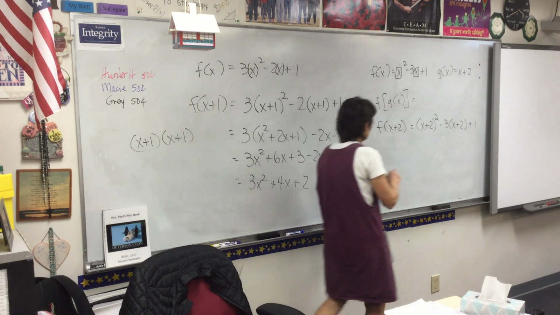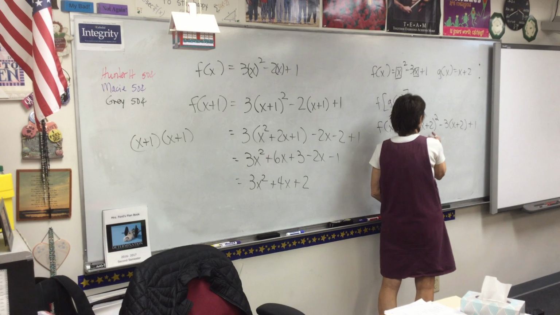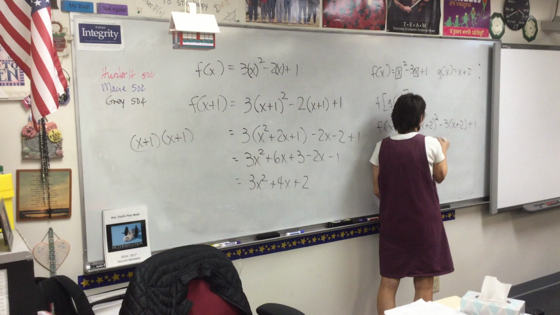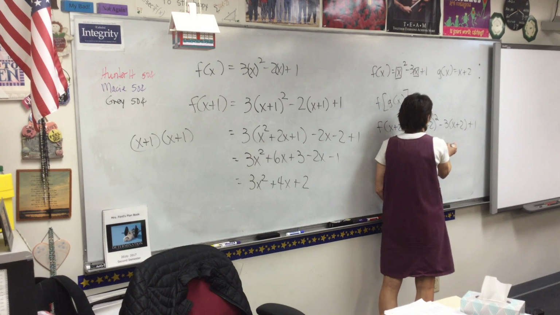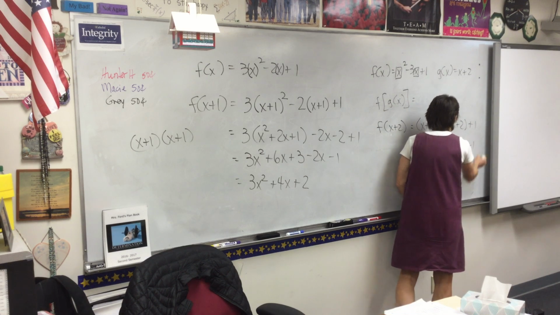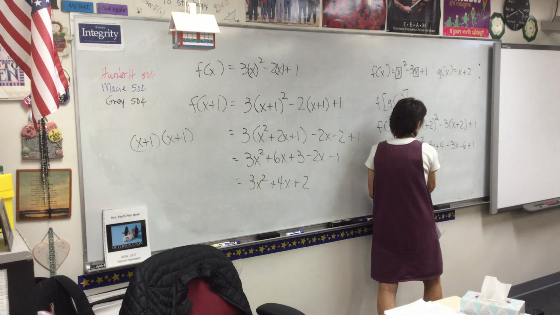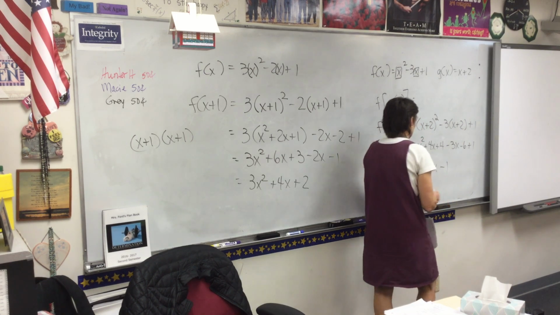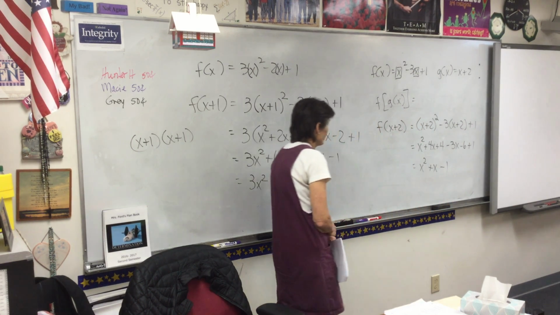Again, it's a FOIL. So now FOIL this out. X plus 2, x plus 2. Always when you have a quantity, make sure you're FOILing it. Double check that for me.